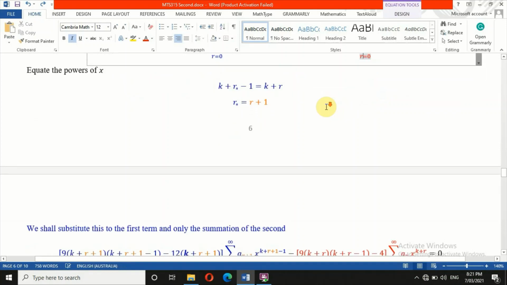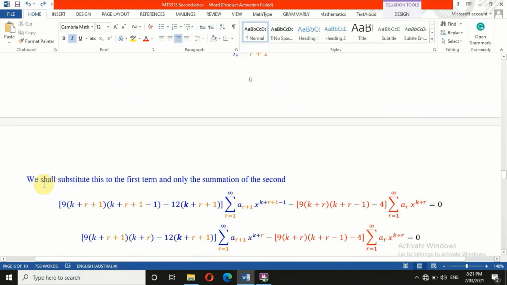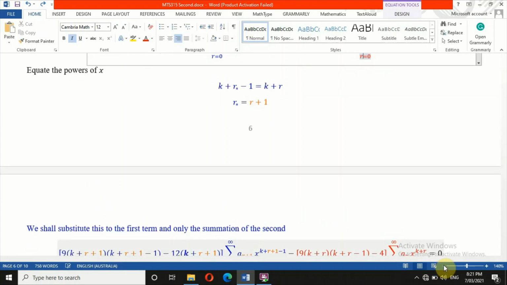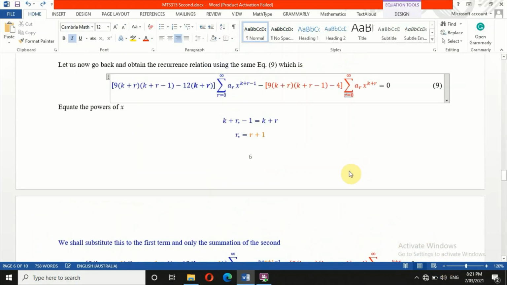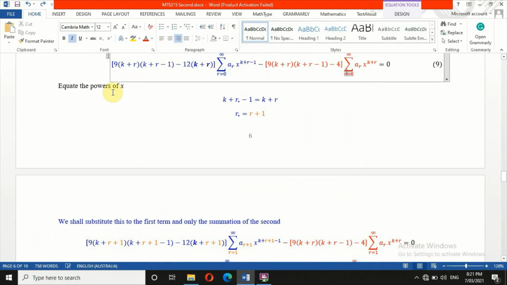So now let's take a look at this. Look at what I put. I said we shall substitute this into the first term only and the summation of the second term. Let me reduce the screen size so that we can all see clearly. Now look at what we're having here. This is 9k. R here will become r plus 1. R here will become r plus 1, then minus 1. Then this r will become r plus 1, and this r here will become r plus 1. And then summation 2 from 1. So this one too, k is r plus 1, then minus 1. That is what we can see here now.